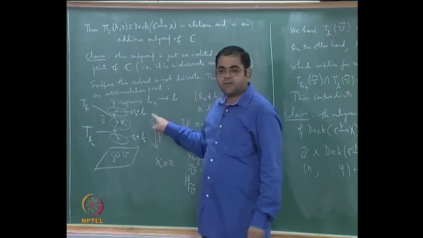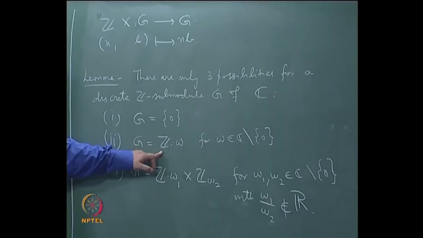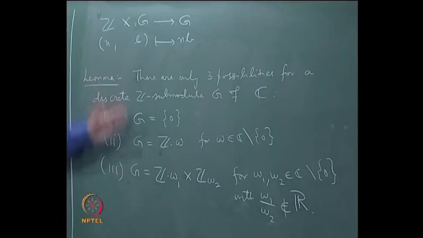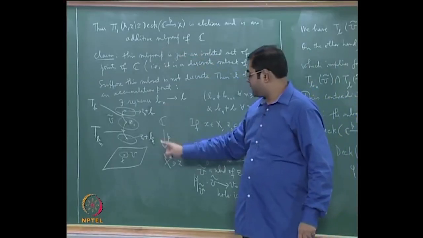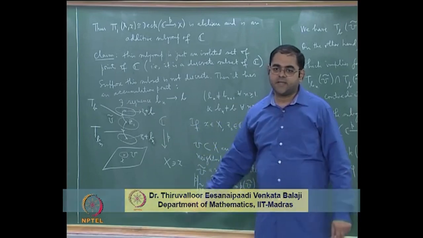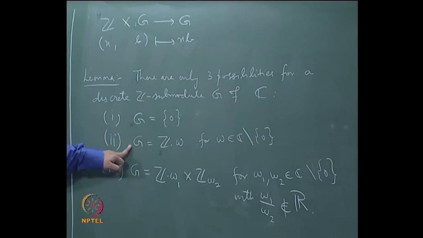The second case, it is C modulo integer multiples of a non-zero complex number, which will give you a Riemann surface structure on a cylinder. And the third one will give you a Riemann surface structure on a torus. So if one proves this lemma, one gets this beautiful theorem that whenever the Riemann surface has universal covering C, then X has to be either C itself, which is the case when G is 0, or a cylinder with a complex structure that I have explained earlier, or a complex torus, again with a complex structure that I had explained earlier.